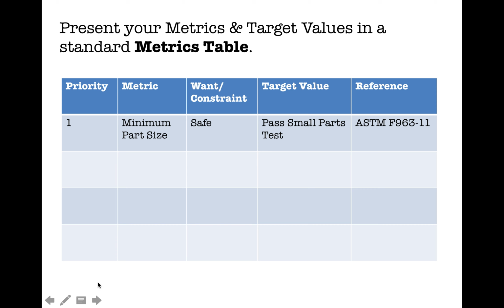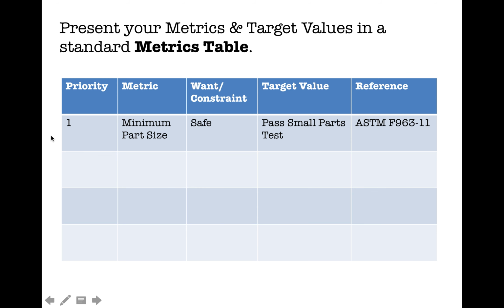So we want you to show us which metrics are very high priority and which are lower priority. Obviously, any metric associated with a constraint is going to be a number 1 or a top priority. So I'm looking here at safety, and I have a metric which is minimum part size. That's part of this ASTM toy safety standard, and it needs to pass the small parts test, which is part of the standard. Again, I'll get into this standard over the course of a couple slides a little later in this presentation.